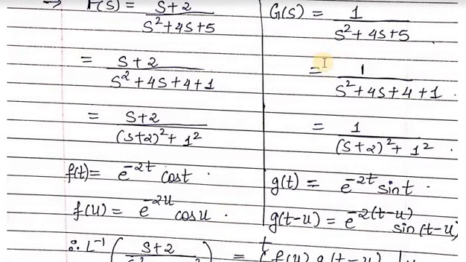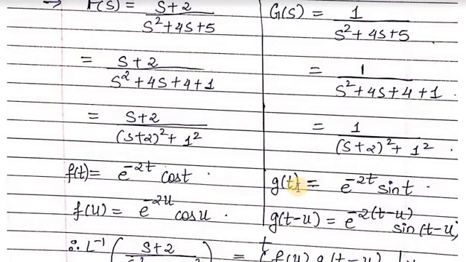Now similarly we will find the inverse Laplace of G of s. G of s is 1 over s square plus 4s plus 5. Now splitting 5 into 4 plus 1, s square plus 4s plus 4 becomes the perfect square of s plus 2. So this will become 1 over (s plus 2) the whole square plus 1 square. Now we will find the inverse Laplace transform of this function using FST, that is called the first shifting theorem.